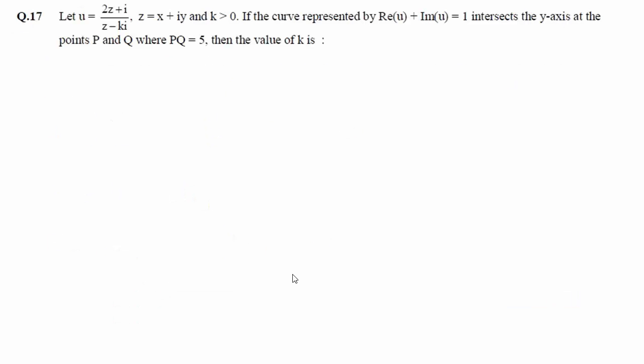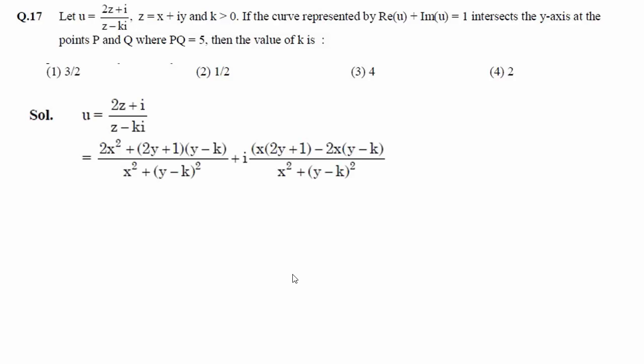Question 17. Let u equal to 2z plus i divided by z minus ki, z equal to x plus iy, k greater than 0. If the curve represented by real part of u plus imaginary part of u equal to 1 intersects the y-axis at points P and Q, where PQ equals 5, then the value of k is. Options are 3 by 2, 1 by 2, 4 and 2.